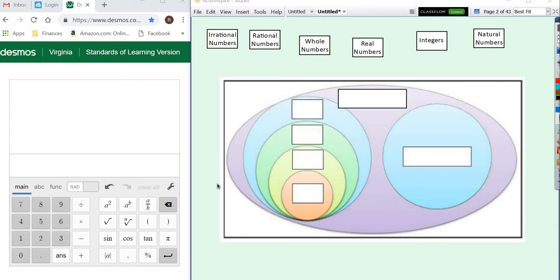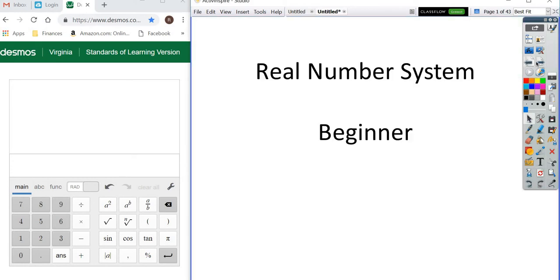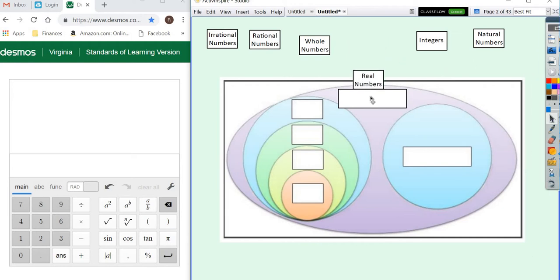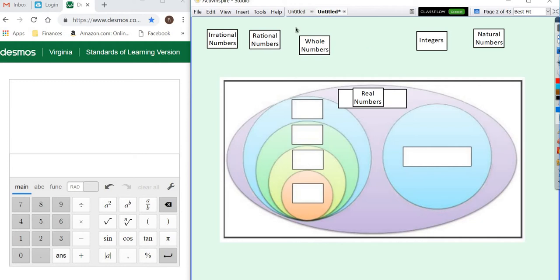Alrighty, we're gonna start this video again. This is the beginner section of the real number system. First thing we're gonna do is label all of our boxes when we put a Venn diagram or a chart together. This is the real number system, so of course they're gonna be up at the top.